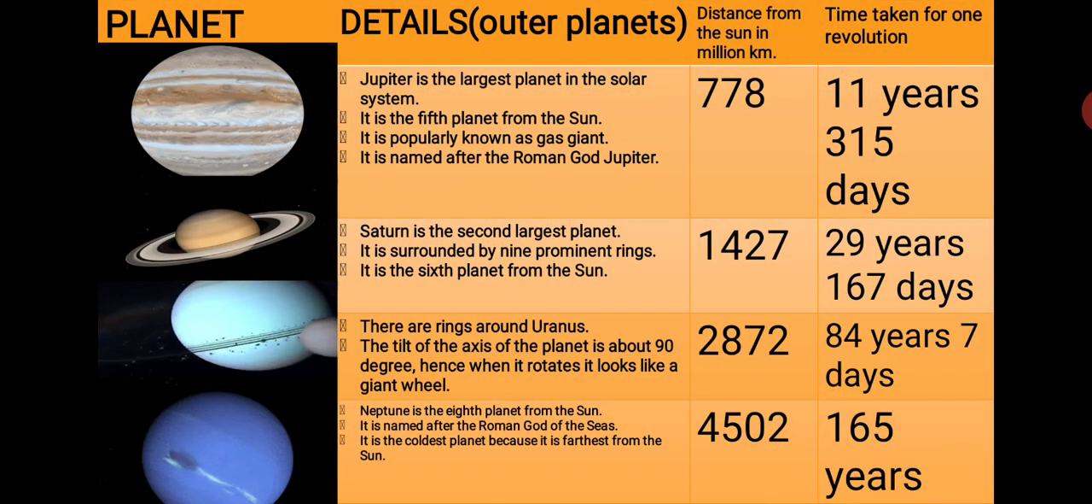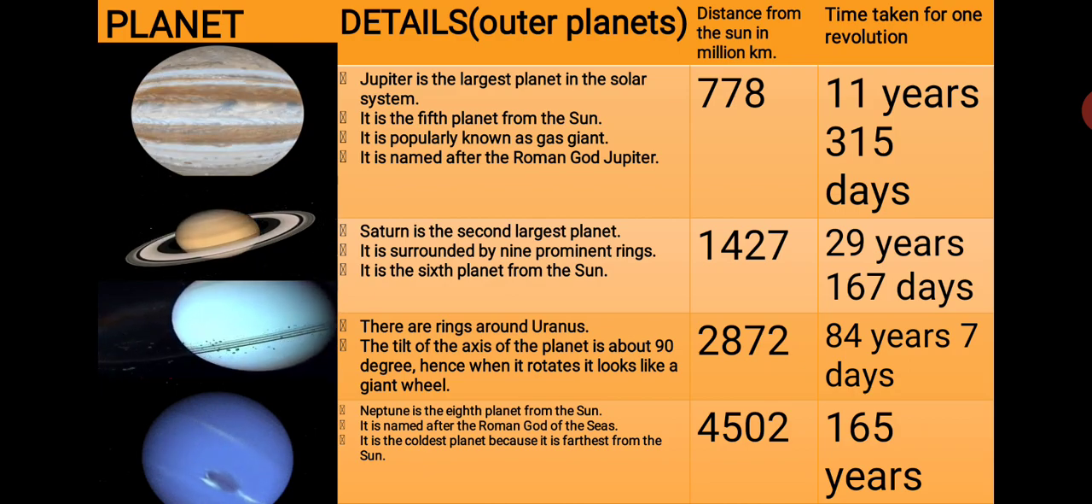Now comes the outer planets. The first one is Jupiter. Jupiter is the largest planet in the solar system. It is the fifth planet from the sun. It is popularly known as the gas giant. It is named after the Roman god Jupiter. It is 778 million kilometers away from the sun and it takes 11 years 315 days to complete one revolution.